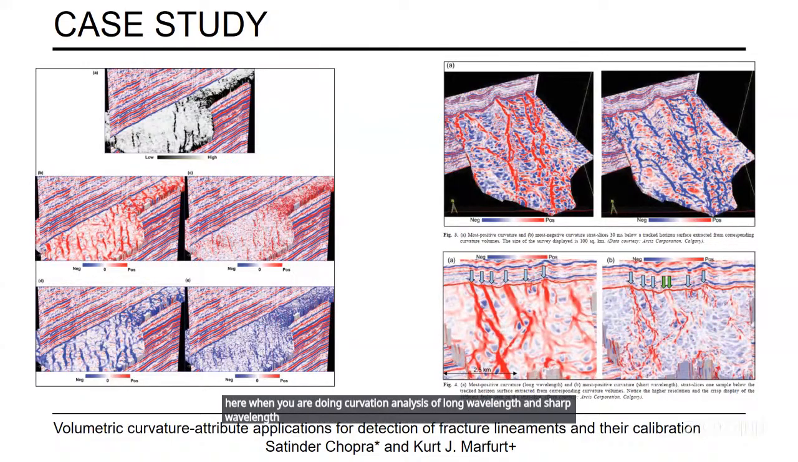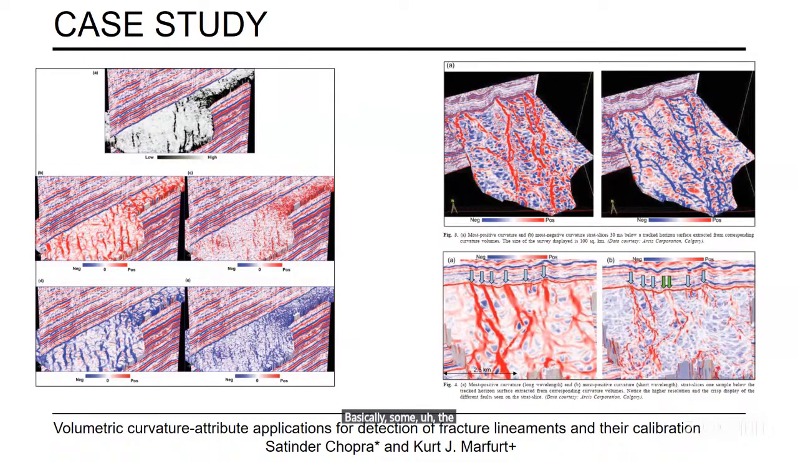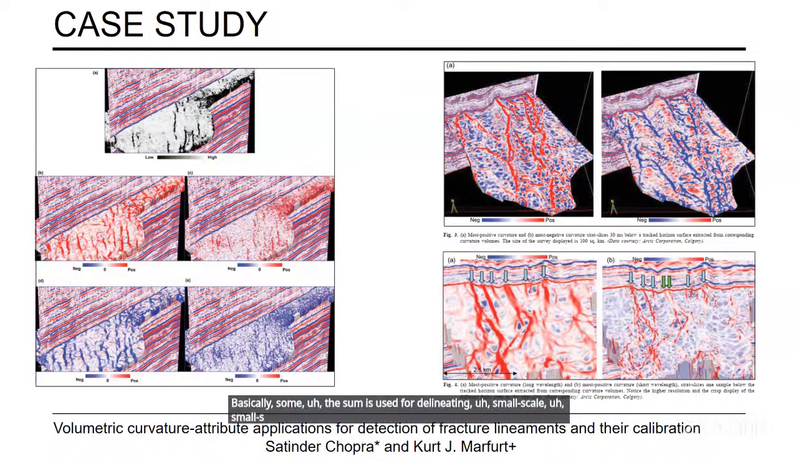The long and the short wavelength have their own pros and cons. Some are used for delineating small scale delineation of facies. The other is basically for understanding the delineation of faults and fractures.